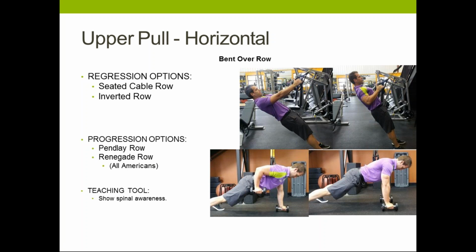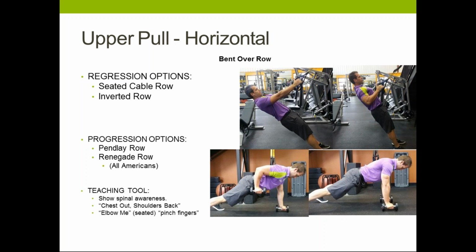Teaching tools, make sure you show spinal awareness with them. So watch their spine at all times. A lot of times they're going to want to roll forward, especially when they're first learning a back movement. They're typically always high and tight. So make sure they open that chest up and get the shoulders back when they're pulling. So coaching for that would be chest out, shoulders back.